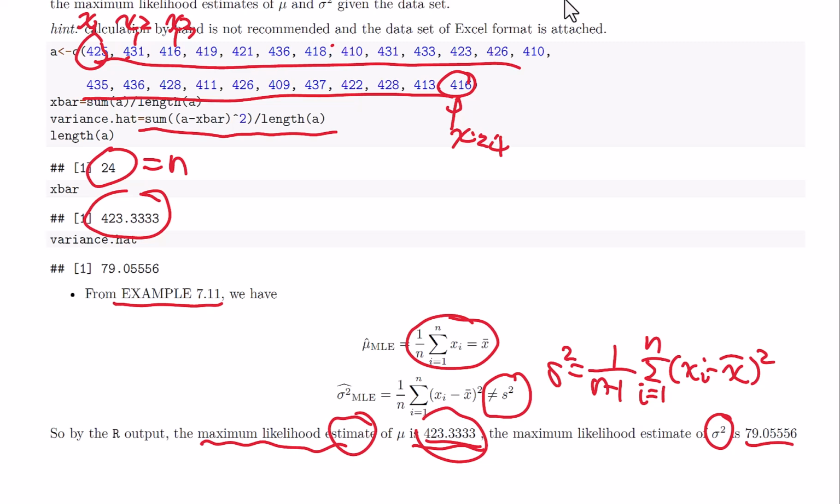There's a catch. If we use the R code variance function, it does 1 over n minus 1, not 1 over n, so they're different.